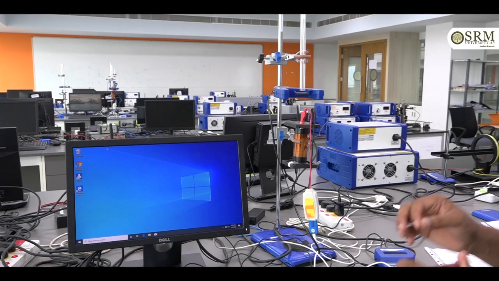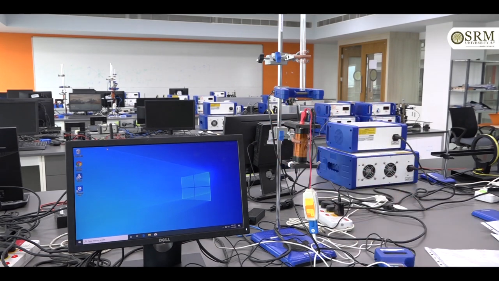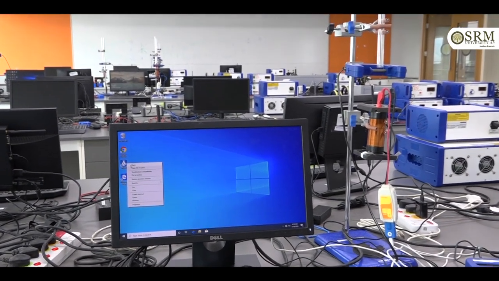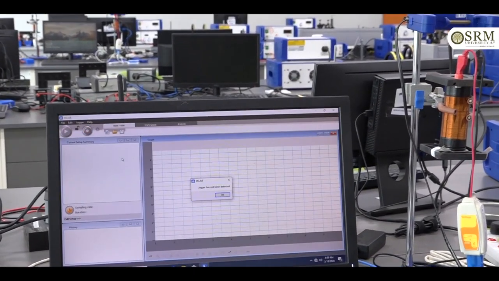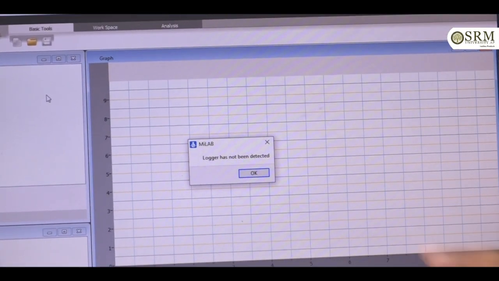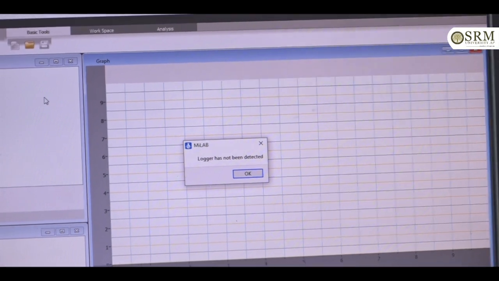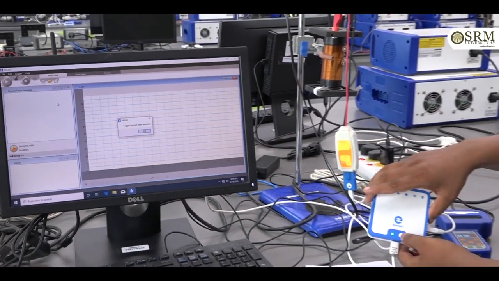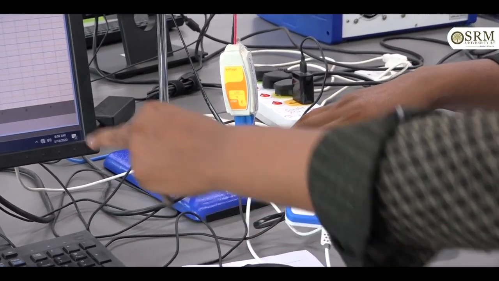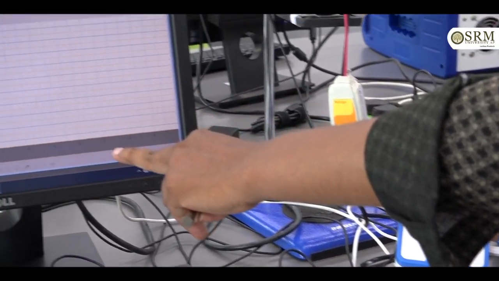Procedure. Now we will see how to find the area with the help of the MI lab software. First, start the MI lab software and open it. It shows that the logger has not been detected. This is because the green light is glowing. Press the switch for 2 or 3 seconds, and then it is connected automatically.